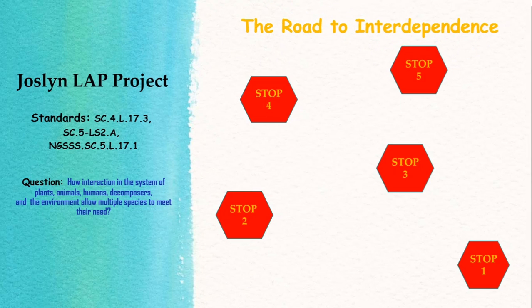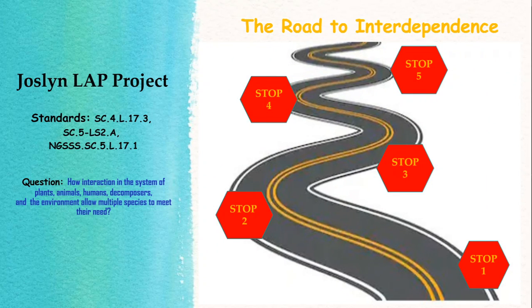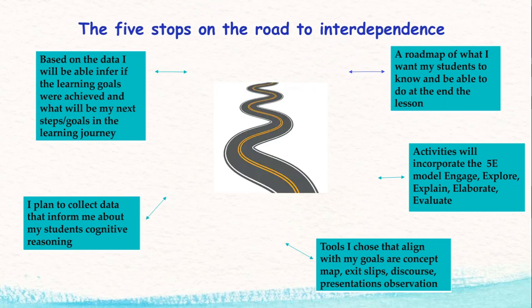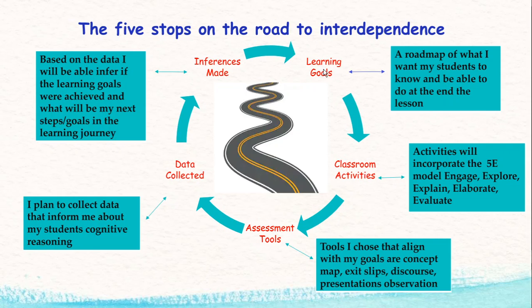The road to interdependence. The road to interdependence has 5 stops along the way. The 5 stops on the road to interdependence are learning goals, classroom activity, assessment tools, data collection, and inferences.